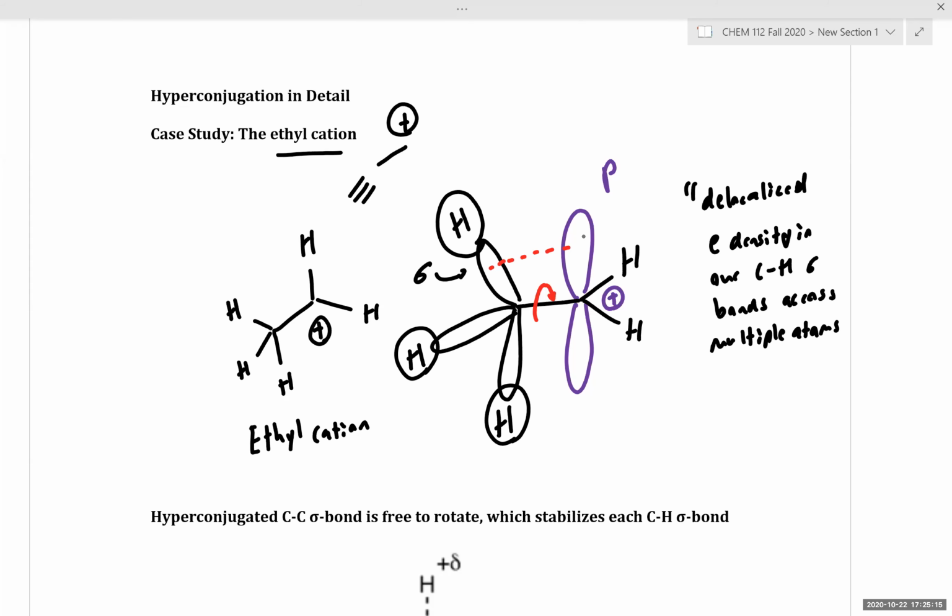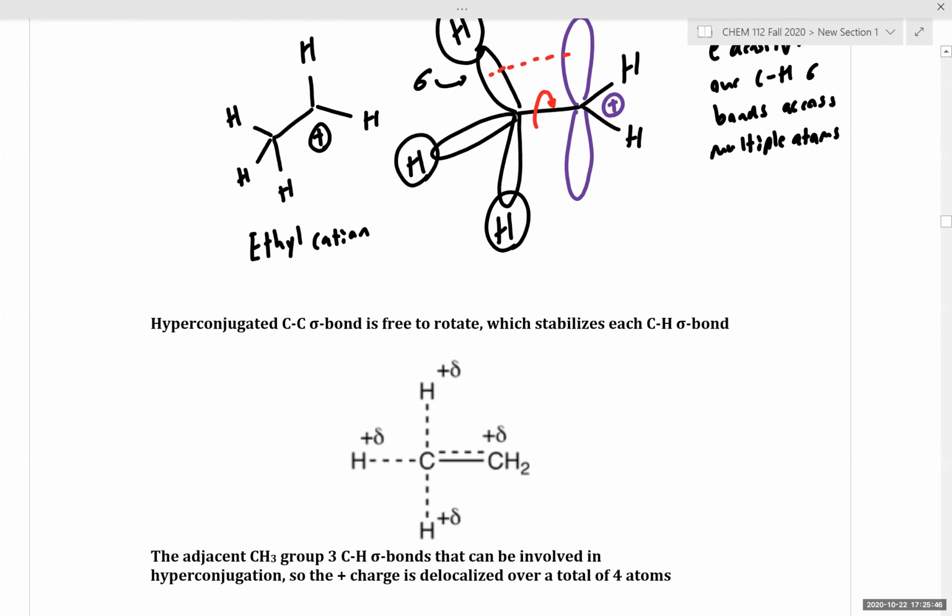First, since this bond is rotatable, each of our carbon-hydrogen bonds can participate, and due to this overlap, we're spreading our electron density over multiple atoms, and we're starting to stabilize this electron-deficient carbocation. Does that idea make sense? Can I get some feedback in the chat? Perfect, perfect.